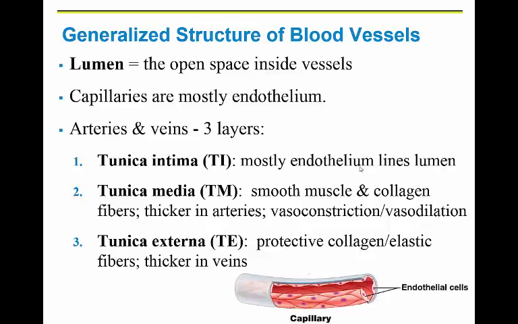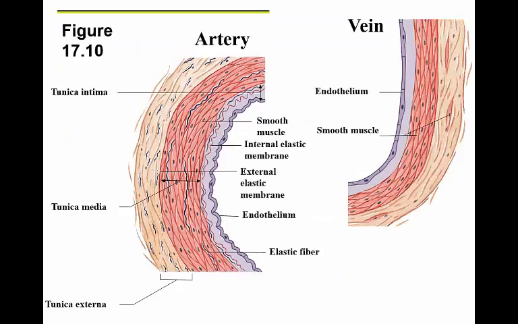And then the externa provides kind of an outside protective layer, and because of this, it's mainly connective tissue made up of collagen and elastic fibers. We see this thickest in the veins as well. This slide, we went over it, just again primarily goes over the layers. Just remember that you have the inside layer, tunica intima, the one in the middle is the tunica media, and on the outside is the tunica externa.